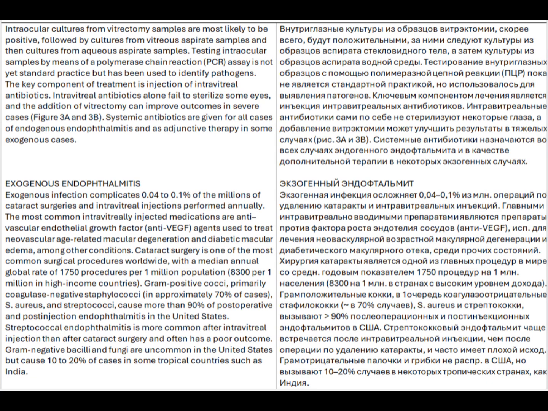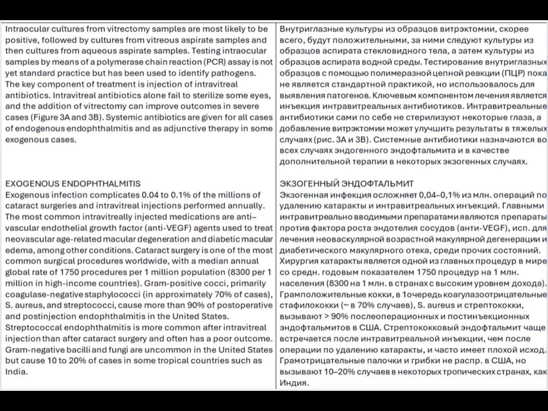30% of postoperative cases are culture negative. Intraocular cultures from vitrectomy samples are most likely to be positive, followed by cultures from vitreous aspirate samples, and then cultures from aqueous aspirate samples. Testing intraocular samples by means of a polymerase chain reaction (PCR) assay is not yet standard practice, but has been used to identify pathogens. The key component of treatment is injection of intravitreal antibiotics. Intravitreal antibiotics alone fail to sterilize some eyes, and the addition of vitrectomy can improve outcomes in severe cases.